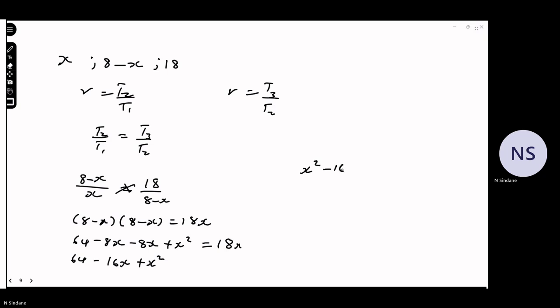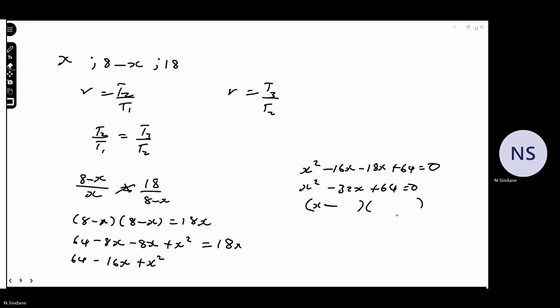And then x squared minus 16x minus 18x plus 64 equals 0. That is what we have. And then this is x squared minus 34x plus 64 equals 0. We can factorize this.